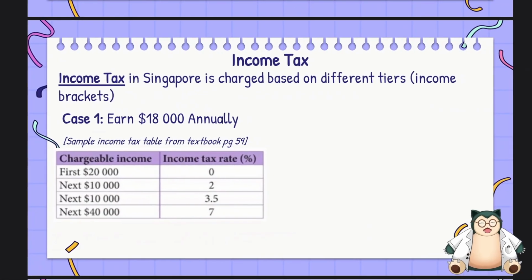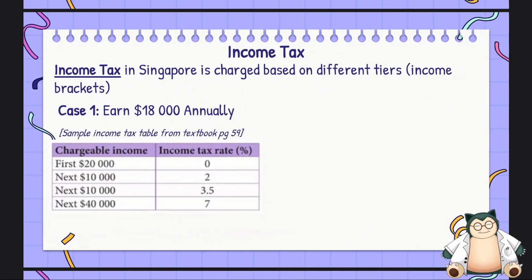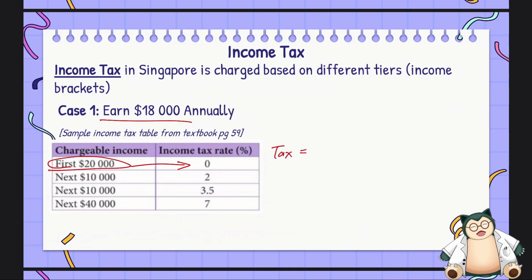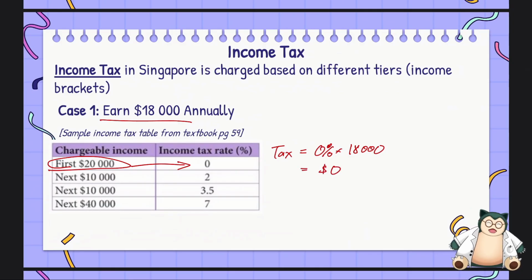So let's look at some examples to get a better idea. Let's say you earn $18,000 annually. Which bracket will you fall under? 18,000 falls directly inside the first bracket, because on the first $20,000 that you earn, they charge you a tax rate of 0%. So the tax is 0% multiplied by 18,000, which gives us $0. If you earn a very low amount, the government won't charge you any taxes, because it would not be fair to people who are earning lower wages.